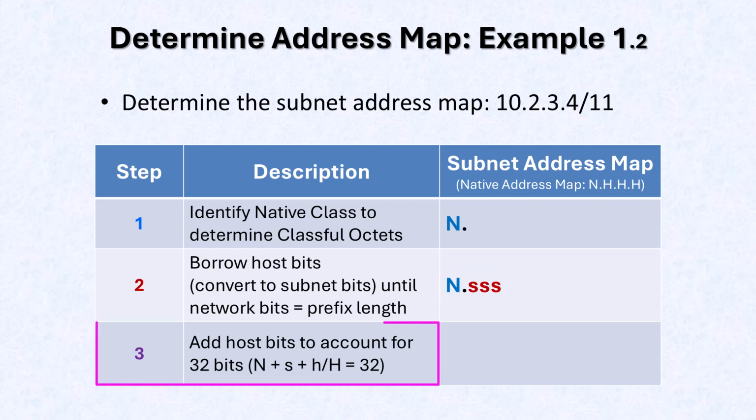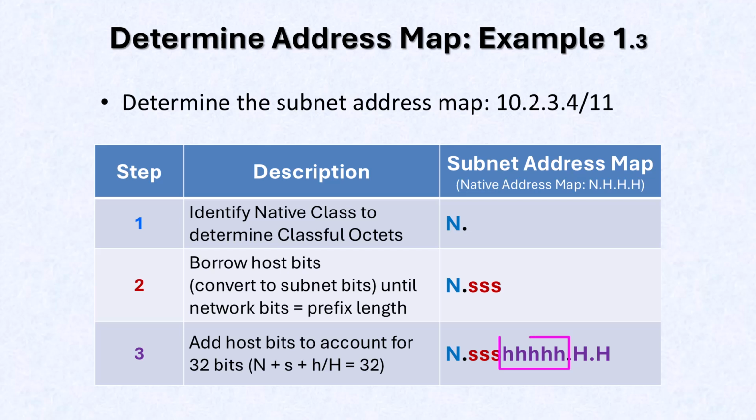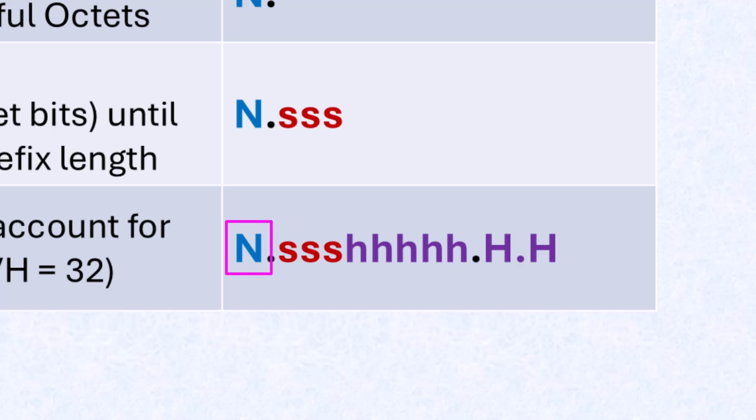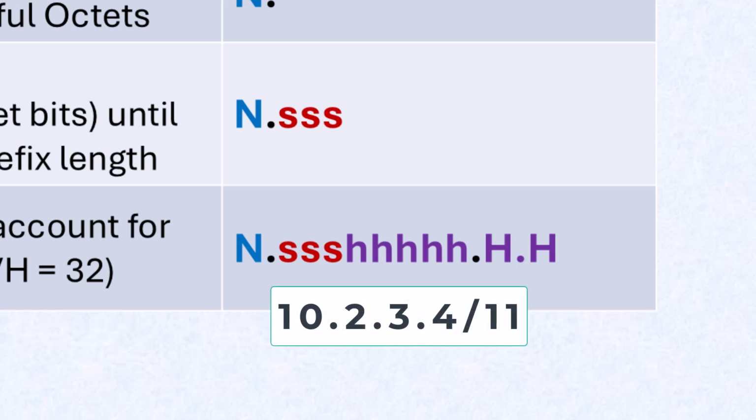Step 3 is to add enough host bits to account for 32 bits. In this case, we add 21 host bits by adding 5 host bits in octet 2 and using uppercase H to represent 8 bits in each of the last 2 octets. 1 classful octet, or 8 bits, plus 3 subnet bits, plus 21 host bits, adds up to 32 bits. And that's it. We are done. This is the subnet address map for the given address.